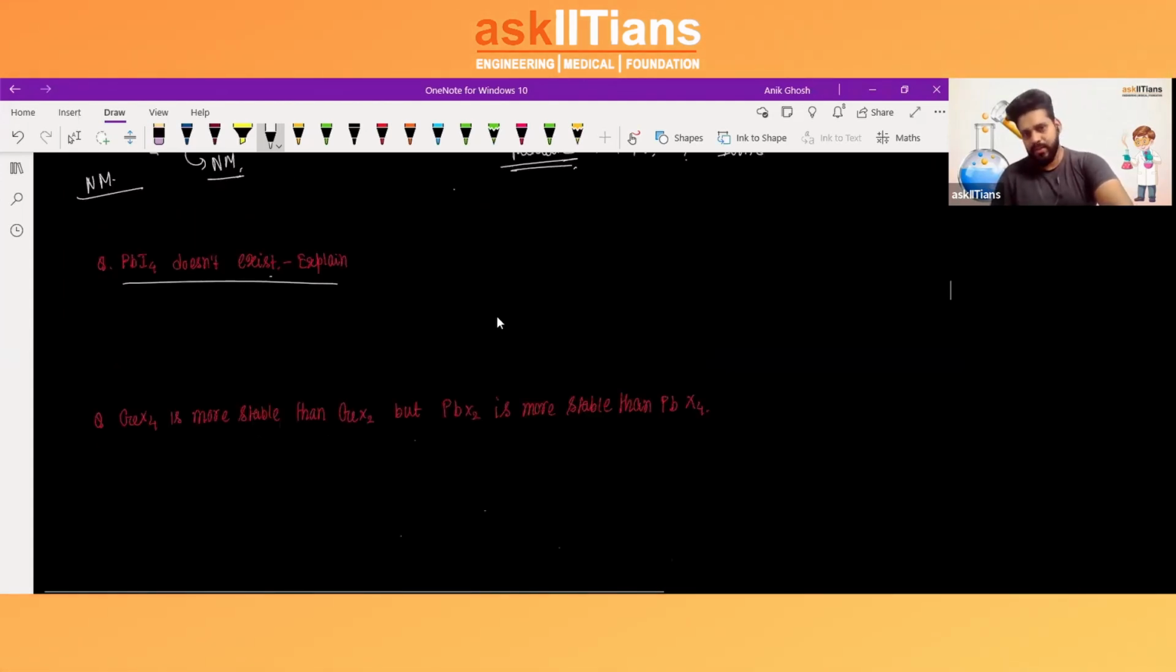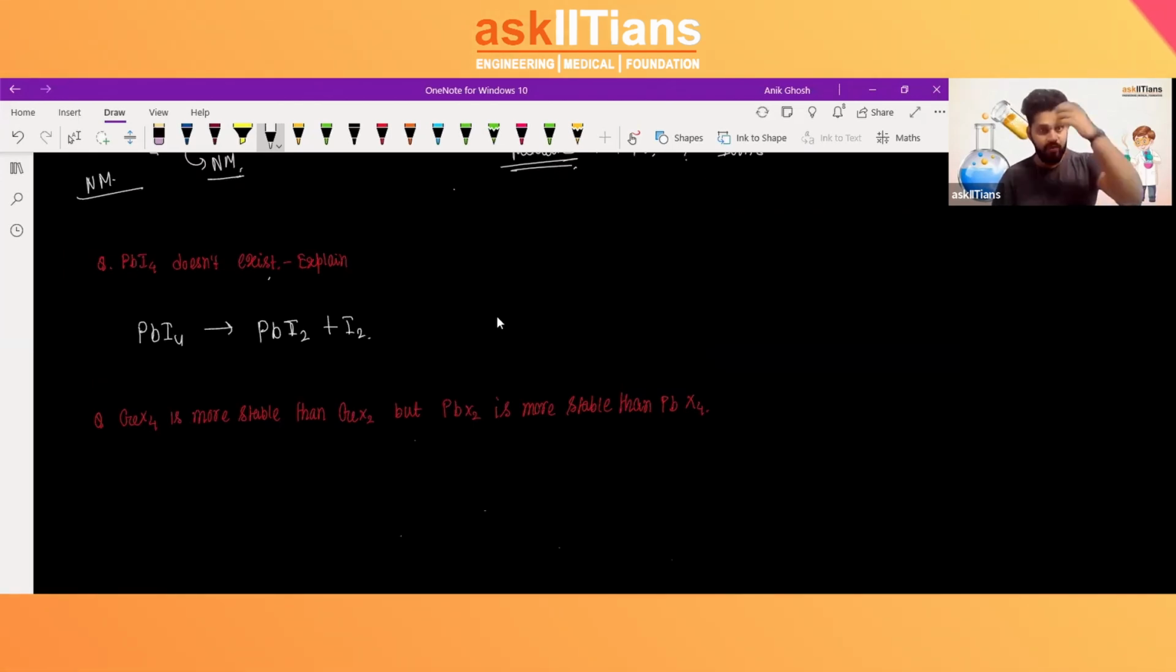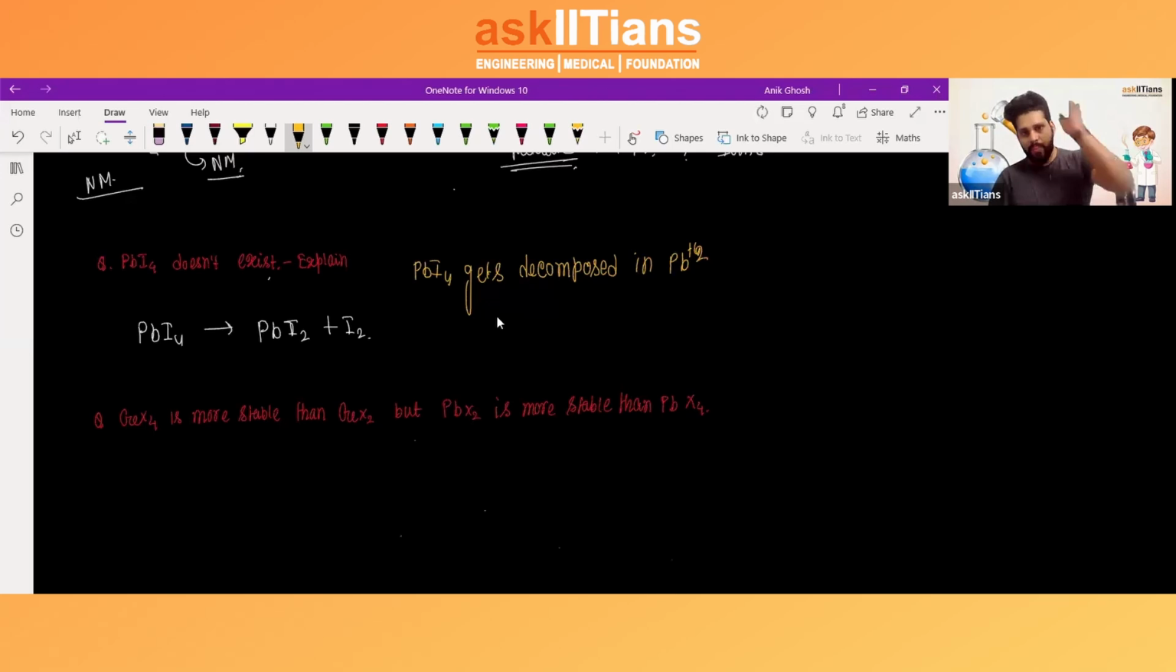PbI4 doesn't exist is a wrong way of asking the question. Actually, it does exist, but it breaks down immediately. Guys, it is again because of the inert pair effect. It is breaking down into PbI2 plus I2. So you should rather say PbI4 gets decomposed into Pb2+ and I2.